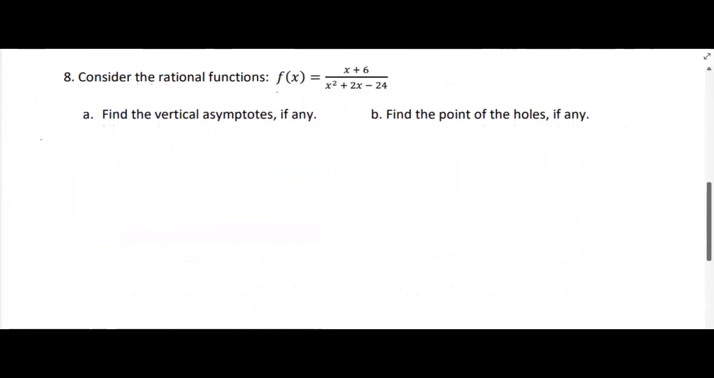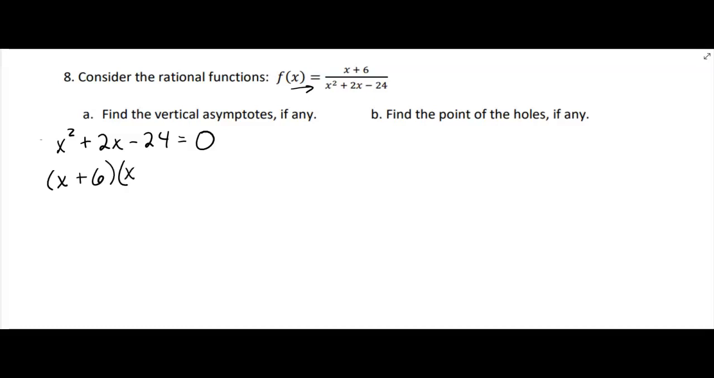Consider the rational function. Okay, this is a rational function. We did work with those. These are a little tricky. The vertical asymptotes come from the denominator. So when does x squared plus 2x minus 24 equal 0? So we want to factor that, and hopefully it'll factor. It does. x plus 6 and x minus 4.